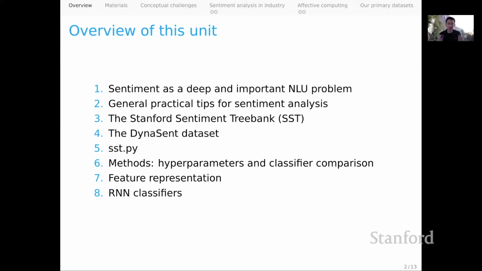My hope is that this unit can provide a refresher on core concepts in supervised learning, introduce you to the problem of sentiment analysis, which I think is, as I said, a central problem for natural language understanding, and also set you on your way toward doing the assignment and the bake-off and possibly building projects in this space.